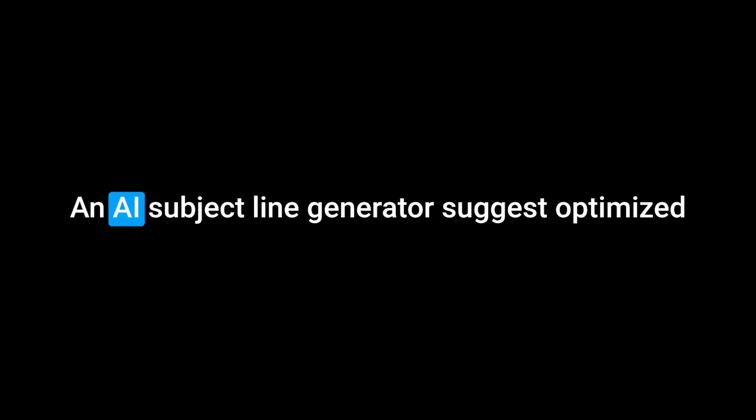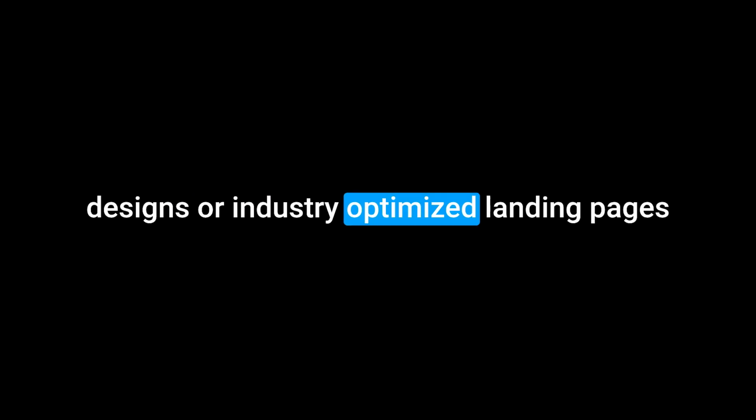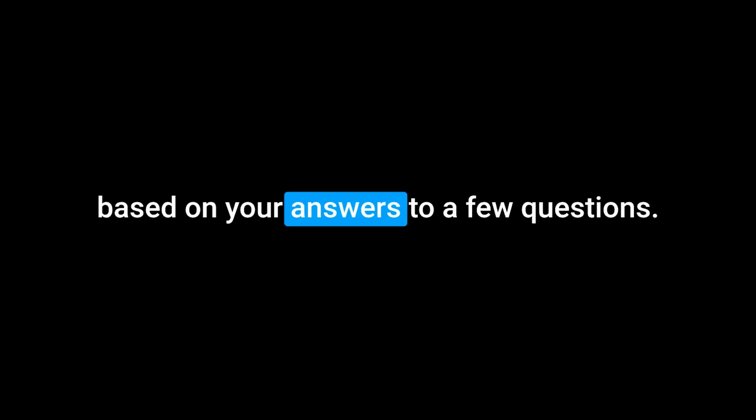Wow, a whole campaign. Yep. There's an AI email generator on Starter plans and up for drafting email copy. An AI subject line generator suggests optimized subject lines, even with emojis if you want. Their AI website or landing page builder wizard is cool too. It generates 3 distinct multi-page website designs or industry-optimized landing pages based on your answers to a few questions. So it helps you get started fast.